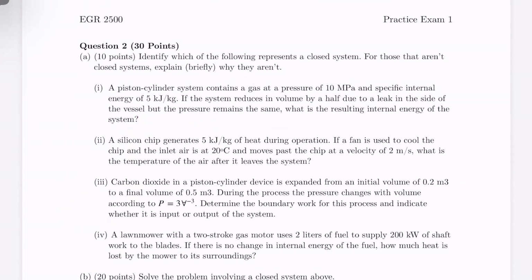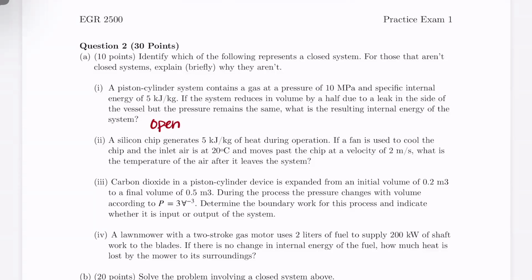So the first one we have is a piston cylinder system with a gas at a pressure of 10 MPa and a specific internal energy of 5 kilojoules per kilogram. If the system reduces in volume by a half due to a leak in the side of the vessel, but the pressure remains the same, what is the resulting internal energy of the system? What do we think? Open, why?